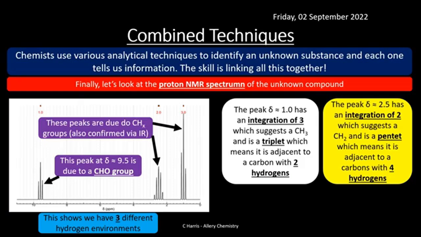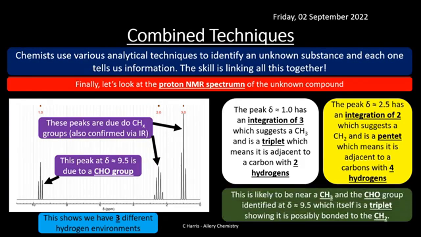Finally, there is the proton NMR spectrum of the unknown compound. As I said before, we have three peaks: triplet, multiplet, triplet. Triplet means that there are two hydrogen atoms on the neighboring carbon atom. Multiplet means more than four hydrogen atoms on the neighboring carbon atom. So triplet is two hydrogen atoms on the neighboring carbon atom.